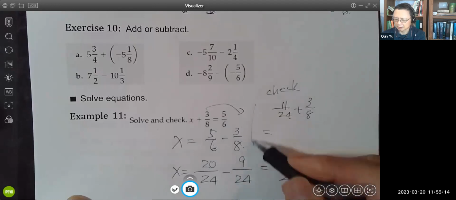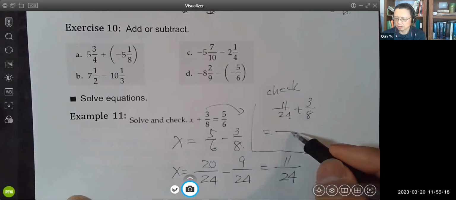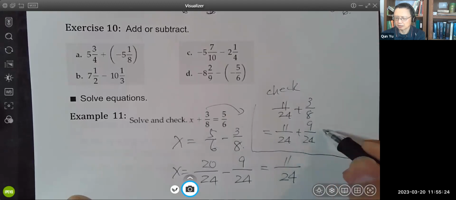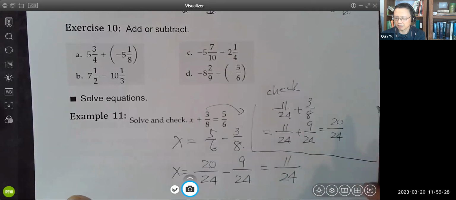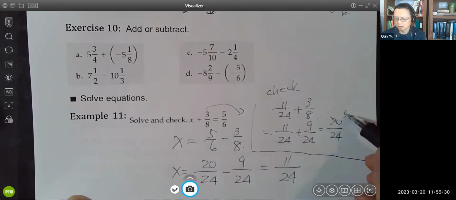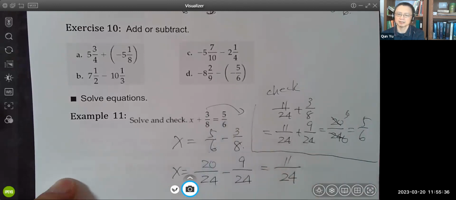Okay, let's check. We only need to change 8 to 24. Multiply by 3 on both sides, that's 9. So we get 20 over 24, and both can be divided by 4. So we get 5 over 6. That is correct. So we get the correct answer.